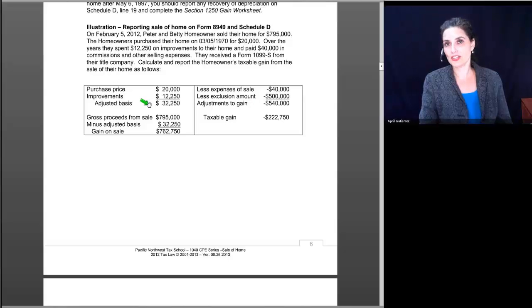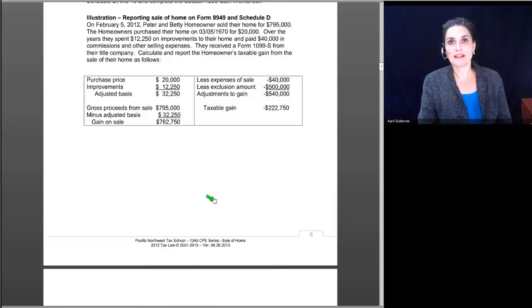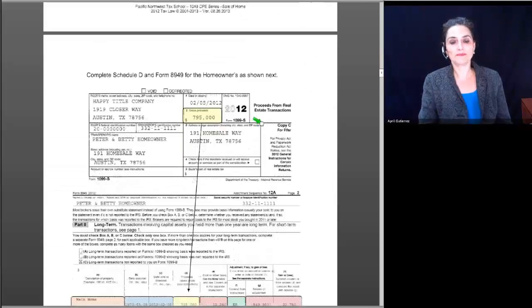Now, ultimately, it wouldn't matter whether I put the $40,000 here as an adjustment to gain or over here as an addition to the adjusted basis. Either way, I get the same taxable amount. So I don't know that it's a crucial problem if you do it one way over another, but today I'm going to teach you exactly how the IRS instructions are telling you to do it.